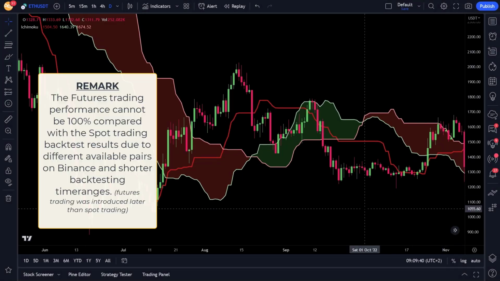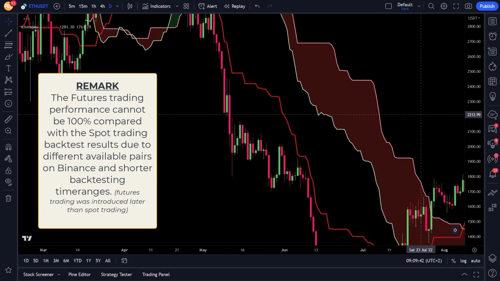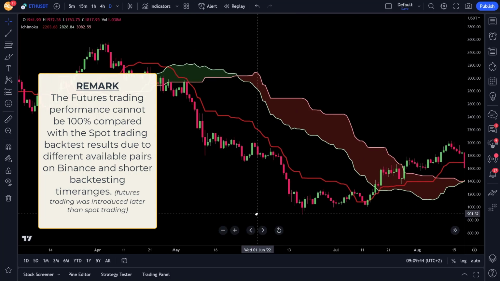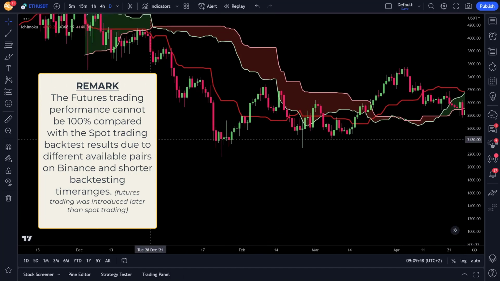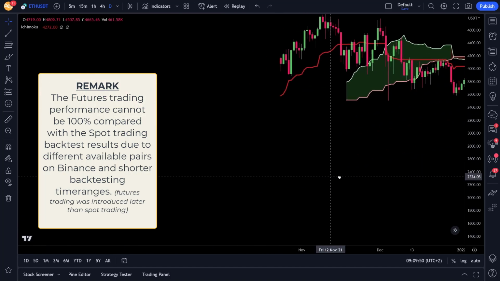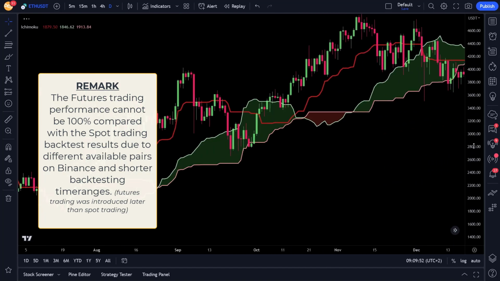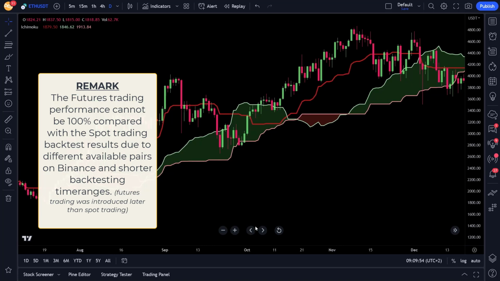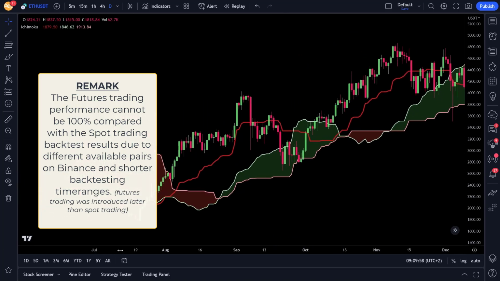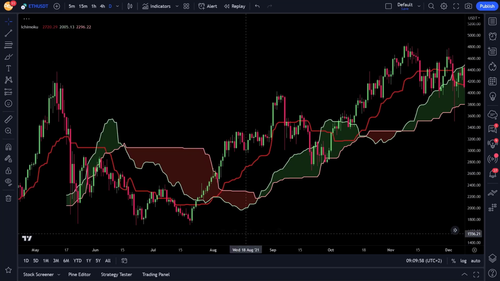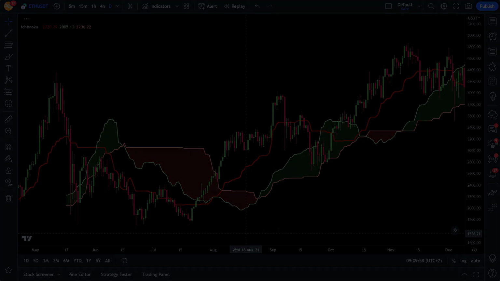Now, before I continue, I have to warn you that these shorts results cannot be 100% compared with the spot trades earlier. Not only does Binance not provide the exact pairs for short trading as with spot trading, also the time periods of the backtesting data can be different than the spot-only version. And in most cases these are shorter.